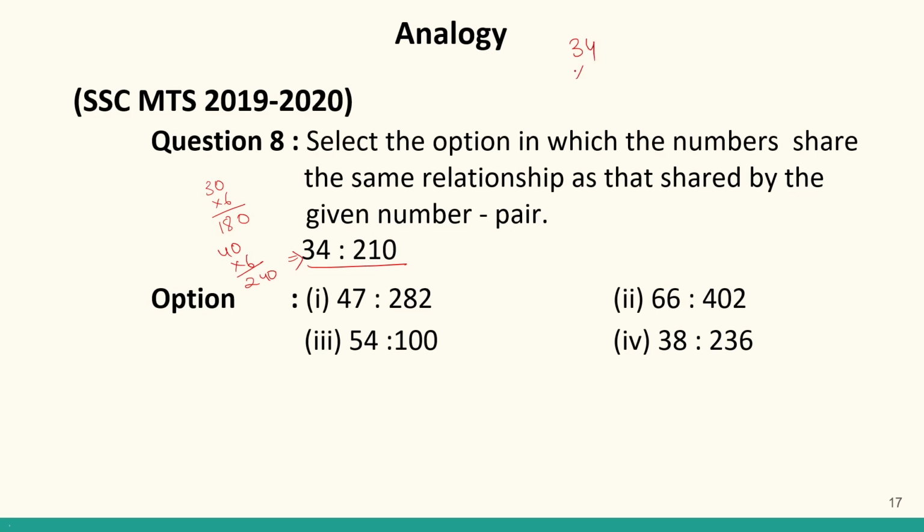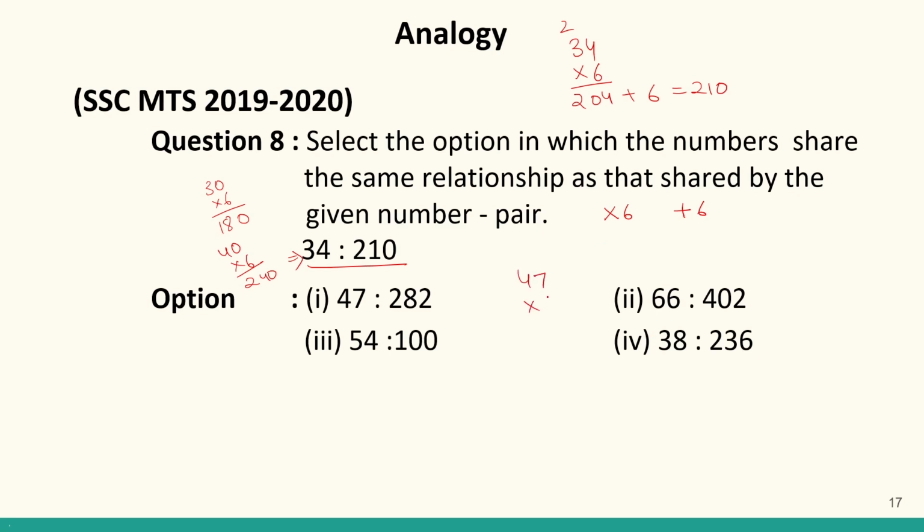So let me check. If I multiply 34 by 6, I'll get how much? 204, right? And if I add 6 into this, I'll get 210. So here I can very clearly see that 2 operations are used. First we are multiplying by 6 and then we are adding 6. So we have to find a number which follows the same logic.